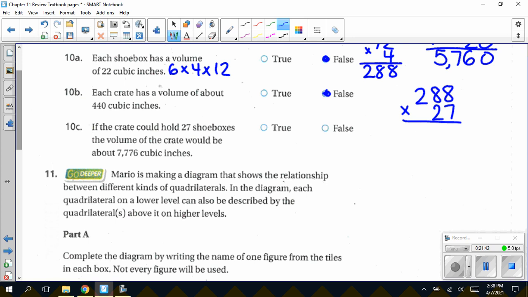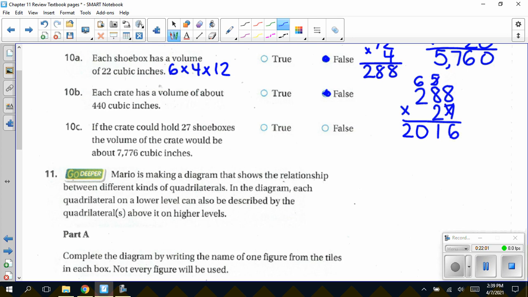Go ahead and multiply. 8 times 7 is 56. 8 times 7 again is 56. 56 plus 5 is 61. 7 times 2 is 14. 14 plus 6 is 20.